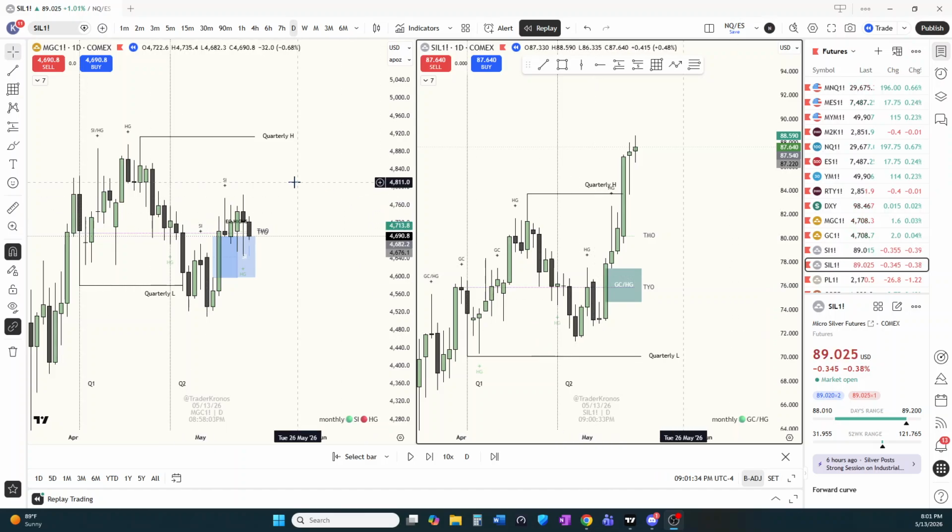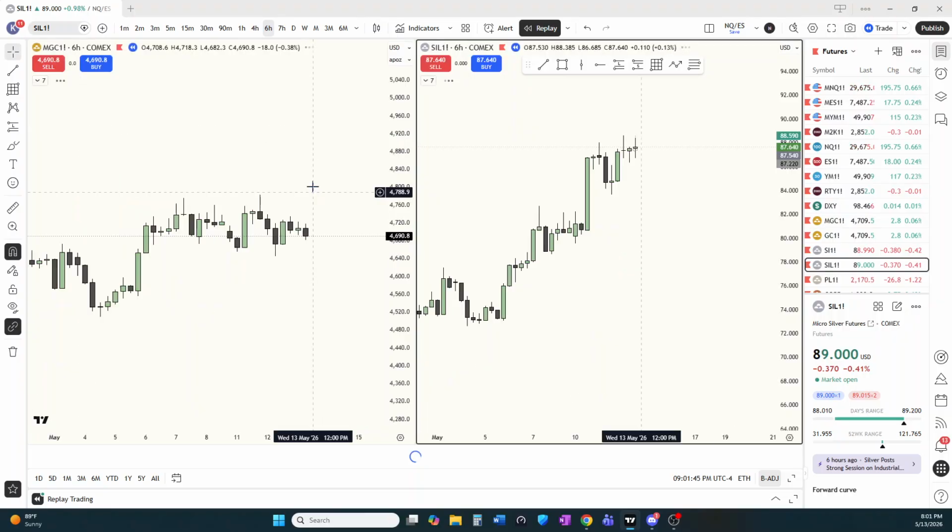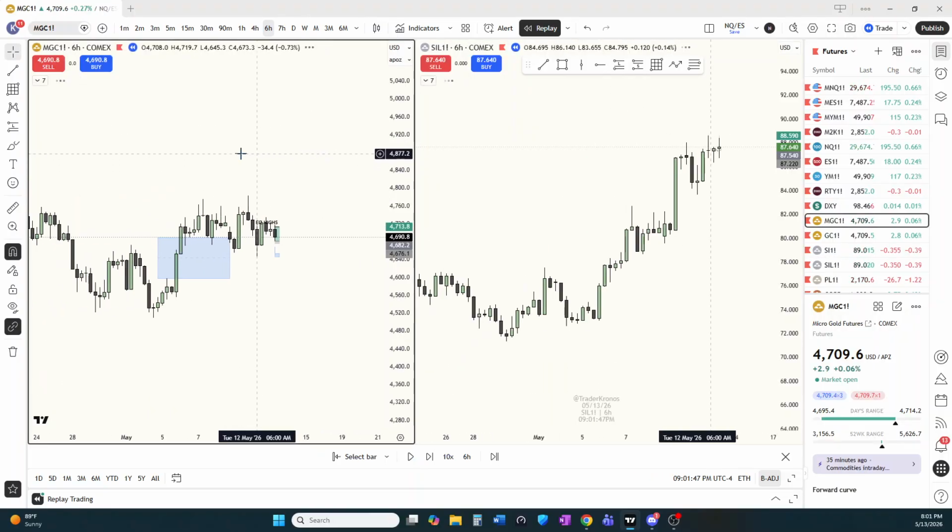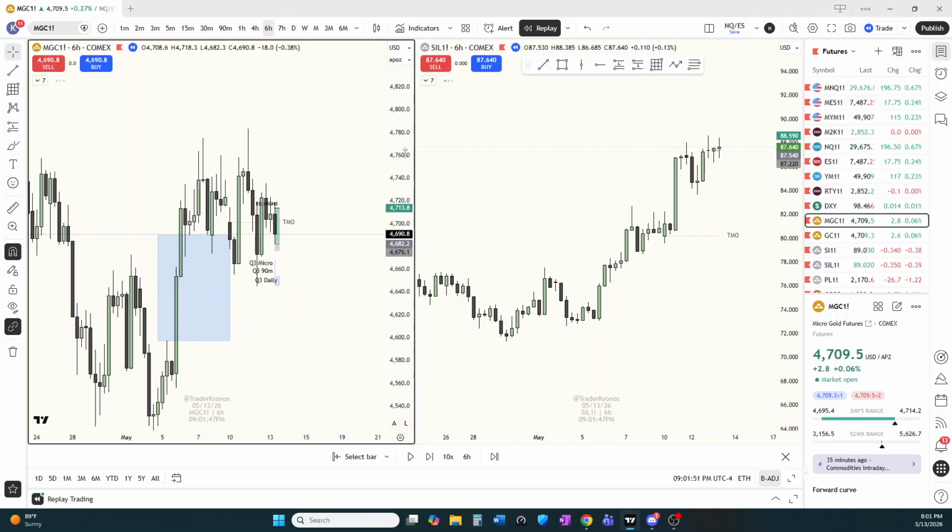So let's start diving down into the lower time frames to see what we can identify. From the daily, I like to go down to the 6 hour because that's the quarterly time frame to view the sessions on. So let's drop down into that. We can also see that over here on gold we were inside this large daily fair value gap as well.